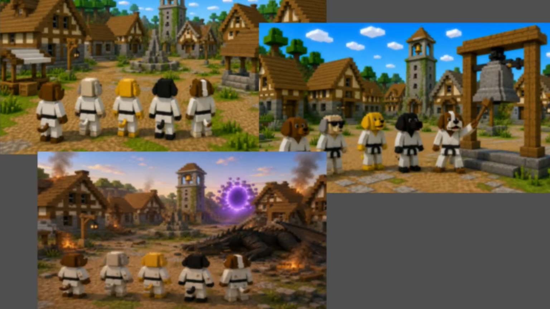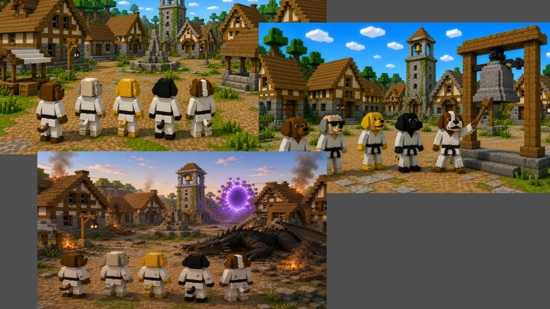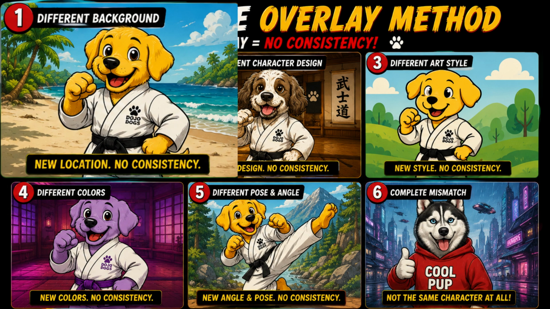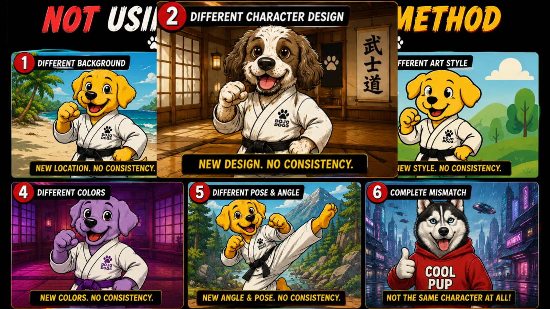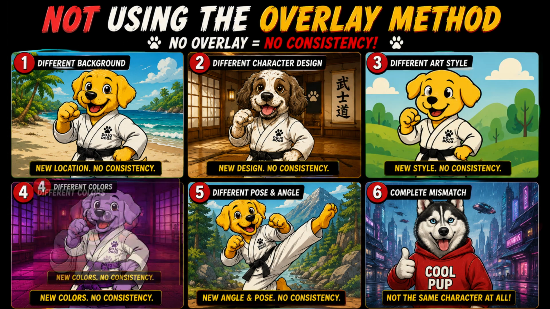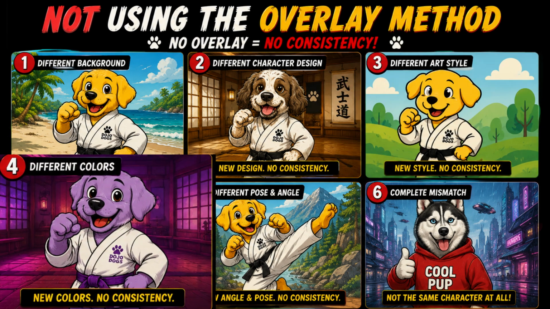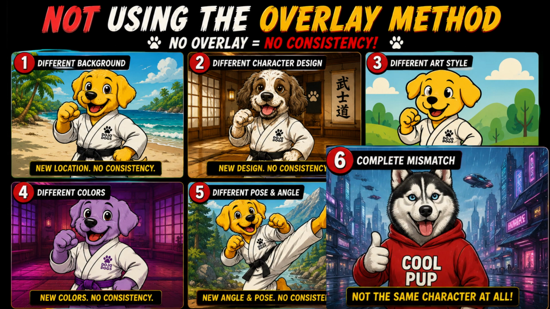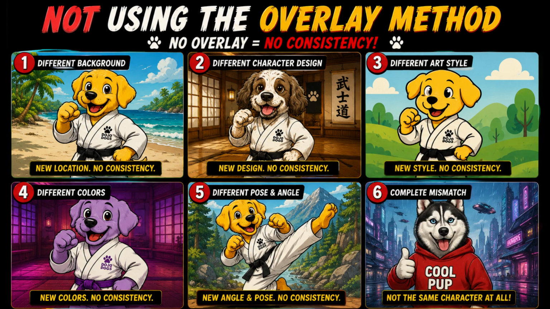Now we've locked the character, the style, and the background. So finally, let's talk about the most powerful part of the workflow, the overlay method. This is the part that changed everything for us. Before this, we kept regenerating entire scenes every time, and that caused loads of problems. The background changed, the lighting changed, the camera moved, the props changed, and sometimes even the character changed too. So instead, we stopped rebuilding the whole image and started building in layers.